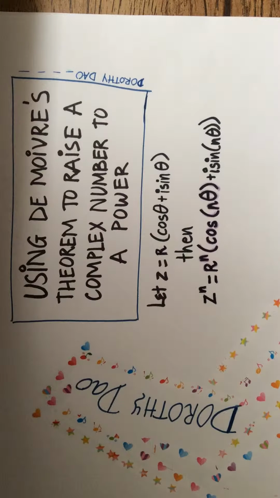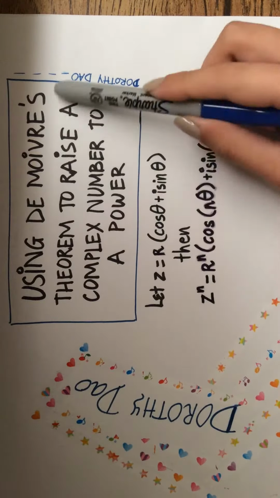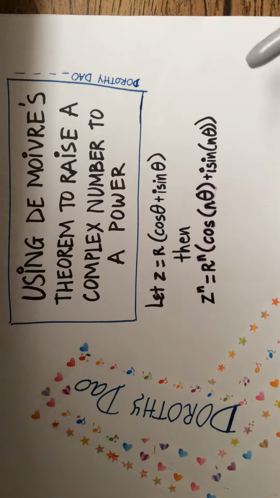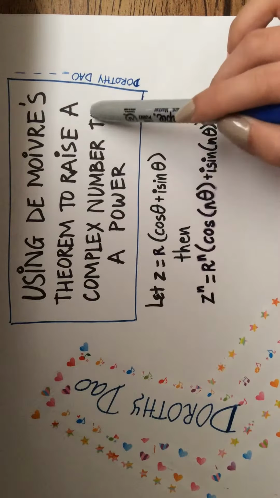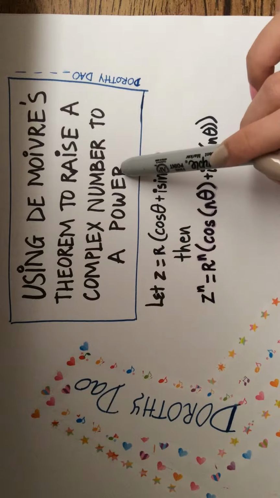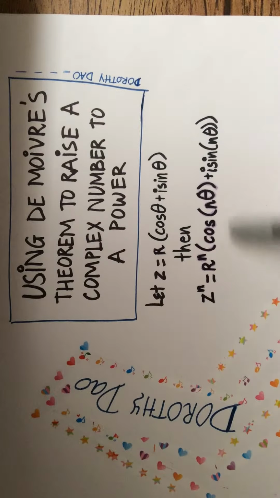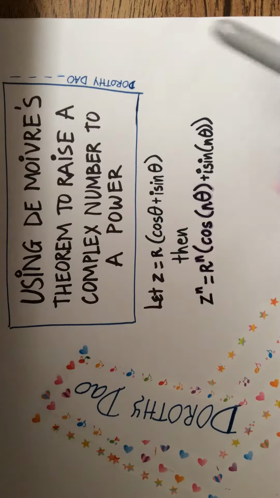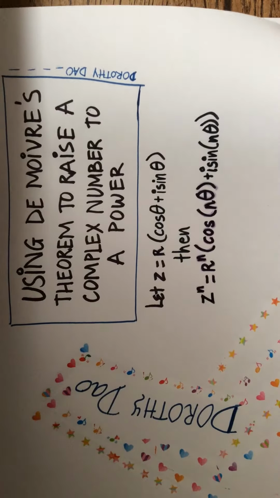In this video, I'll be showing you what De Moivre's theorem is and how to use it to solve a problem. First, let's start out with how to use De Moivre's theorem to raise a complex number to a power. This is your formula right here. This is the formula you use to raise your number to a power. This is the original formula. Now let's start with our first problem.